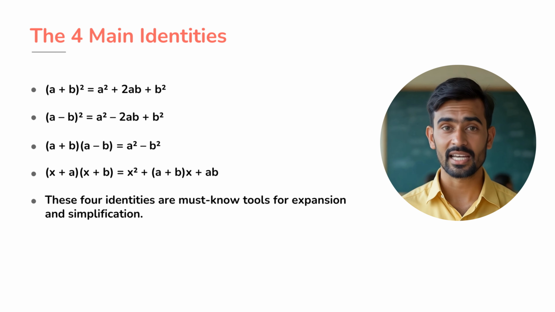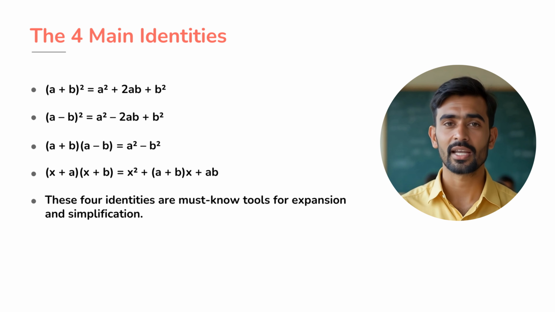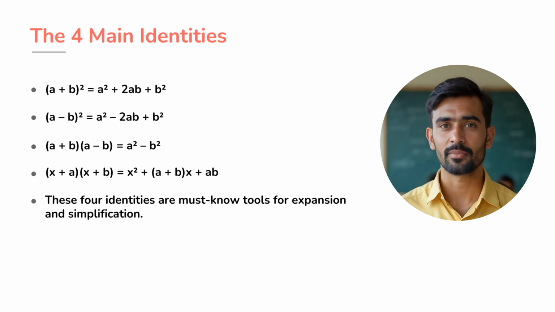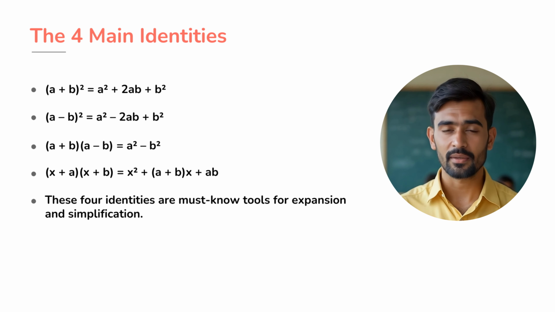Here are the 4 identities you'll come across over and over again. Checkmark: (a + b)² = a² + 2ab + b². Checkmark: (a − b)² = a² − 2ab + b². Checkmark: (a + b)(a − b) = a² − b². Checkmark: (x + a)(x + b) = x² + (a + b)x + ab. Memorize them, understand them, and you'll save time in every problem ahead.